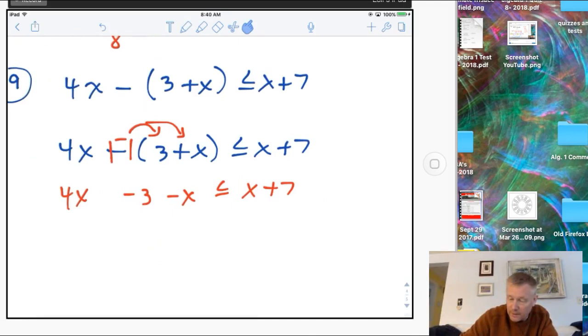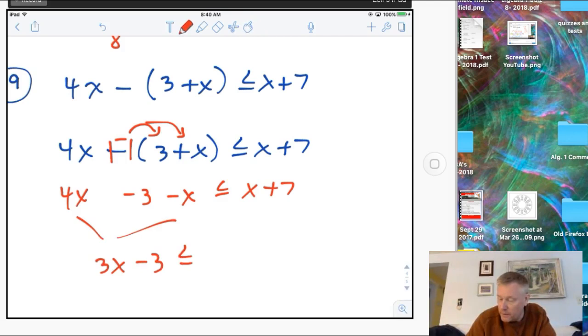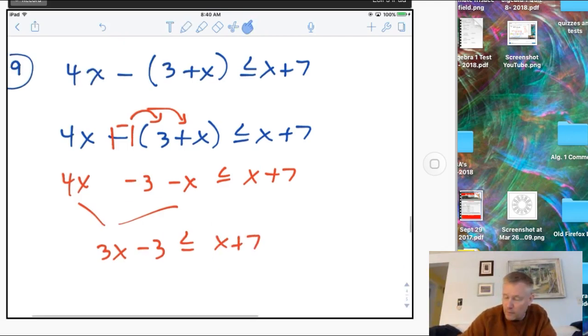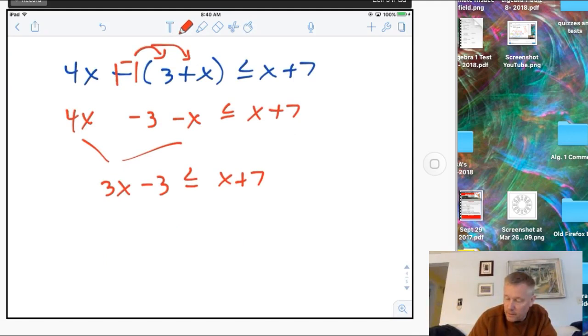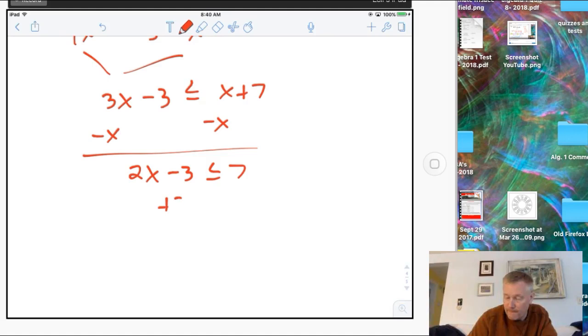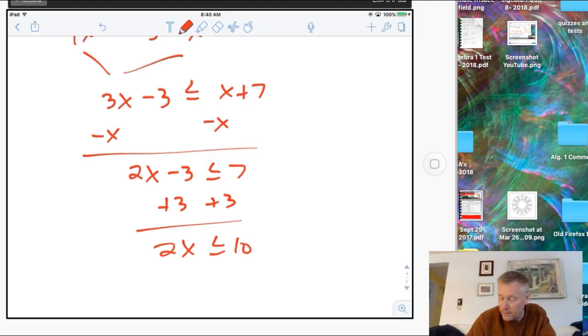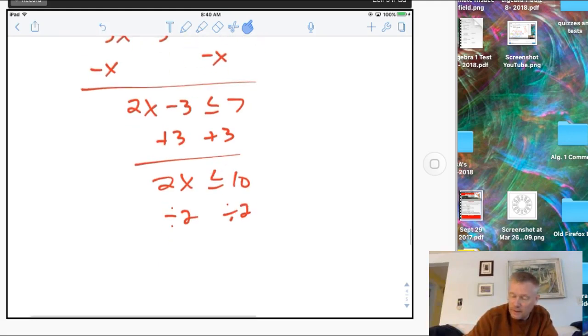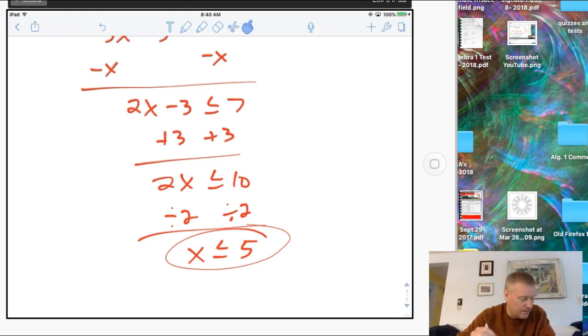All right, so I got this. Let me combine some like terms. 4x minus 1x is 3x minus 3. Now I can go right through solving it. I'm going to subtract x from both sides first. 3x minus 1x is 2x minus 3. Next I can add 3. And I get 2x is less than or equal to 10. Divide by 2. And I get x is less than or equal to 5. And there's your solution. Okay?